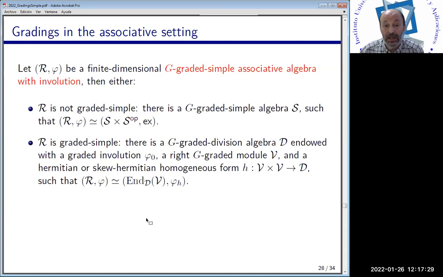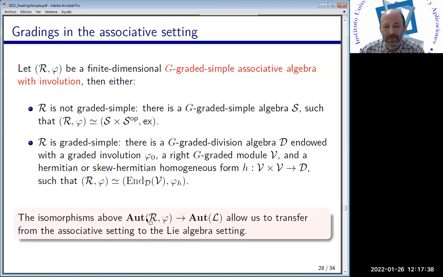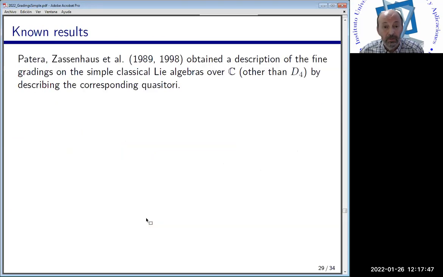Okay, and this is about the associative setting, and this allows us to transfer things from the associative setting to the Lie setting with group schemes, and we move from the associative classifications to the algebra classification. And see, what do we know? Well, in the first papers, Patera and Sachsenhaus wrote this first paper in 1989, and almost 10 years later, Patera and Pelantova and then some other papers obtained a description of the fine gradings on the simple classical Lie algebras over complex numbers, other than D4, because of the problem of triality.